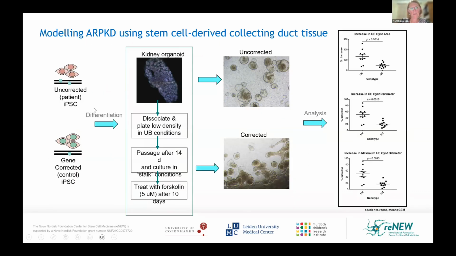And so here, for example, is a patient line that has two mutations in the same gene. And when we do this culture, we end up with cystic, dilated structures in the dish, in comparison to the same patient where we've actually fixed or corrected one of the two mutations, which are much tighter and smaller.